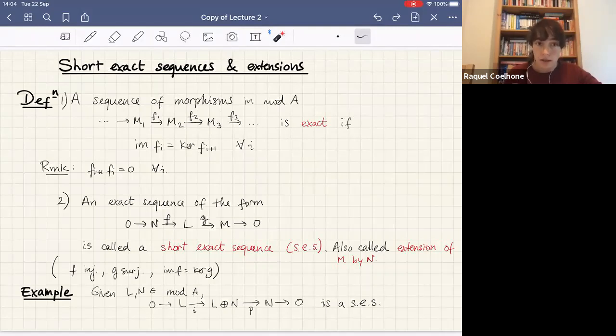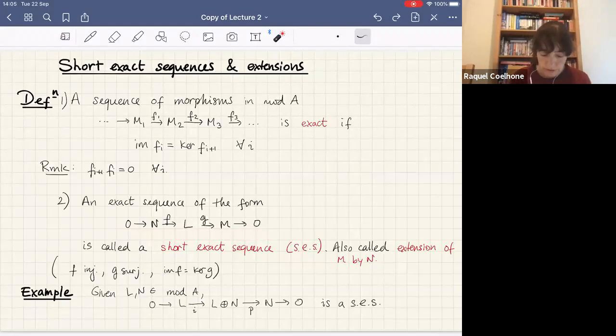So we take a sequence of morphisms in the module category, like this. We'll say that this is exact if the image of a morphism is the same as the kernel of the next one. So in particular, the image of f_i is contained in the kernel, meaning that the composition of two arrows in this sequence is 0. So we're always going to have that. And then if you have an exact sequence of a special form, with 3 objects and zeros at the ends, then this is called a short exact sequence, and I'm going to abbreviate it from now on as SES.